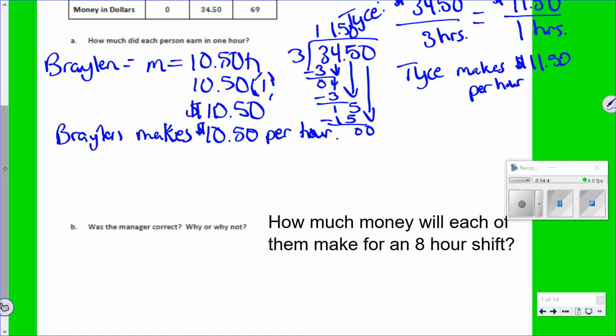Isabella, was the manager correct that they make the same amount of money each hour? No, the manager is incorrect because Tice makes an extra dollar per hour. Very good. No, he was incorrect.